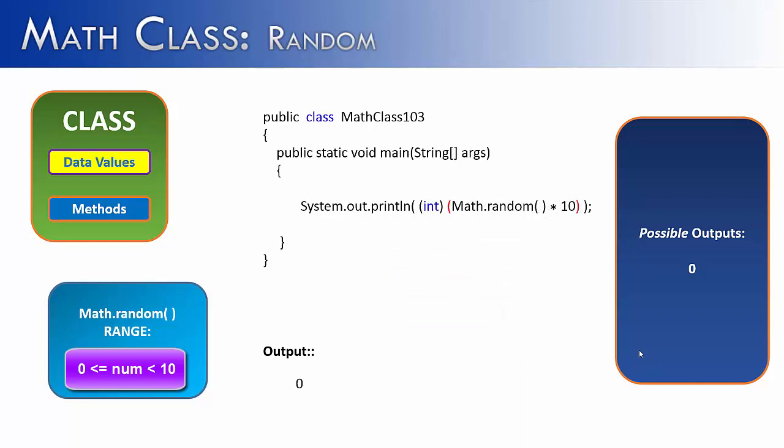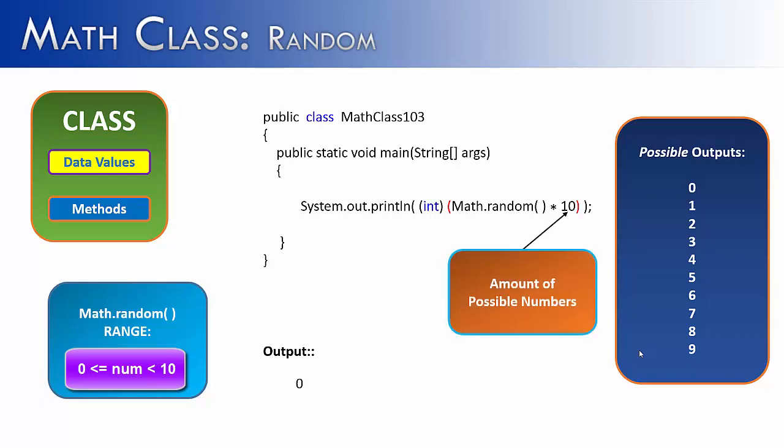When we add parentheses, it's going to multiply by 10 first and then typecast the result. And now our possible outputs are far more palatable. We have 0 to 9. One thing that we can garner from this is that this value right here is going to be the amount of possible numbers. You'll notice that 10 is not included in there, but we have 0 through 9, and those are 10 values. So when you see Math.random times a number, that number represents how many possible outcomes I can have when this operation runs.